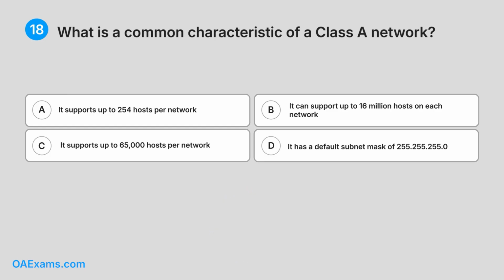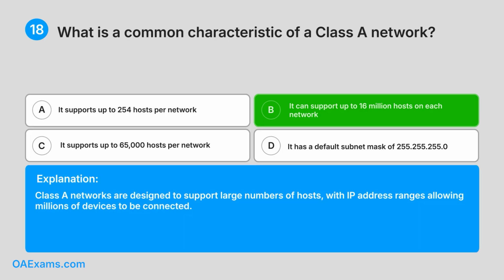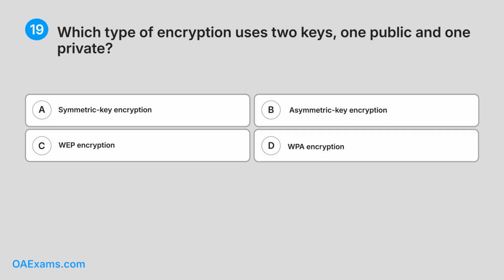Correct answer. B. It can support up to 16 million hosts on each network. Explanation. Class A networks are designed to support large numbers of hosts, with IP address ranges allowing millions of devices to be connected. 19. Which type of encryption uses two keys, one public and one private?